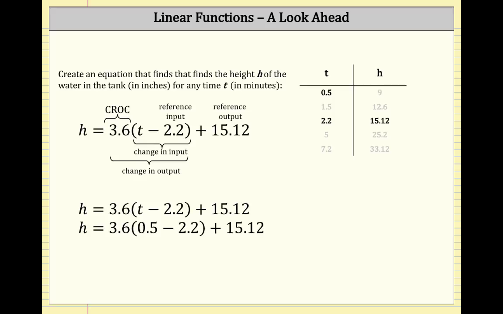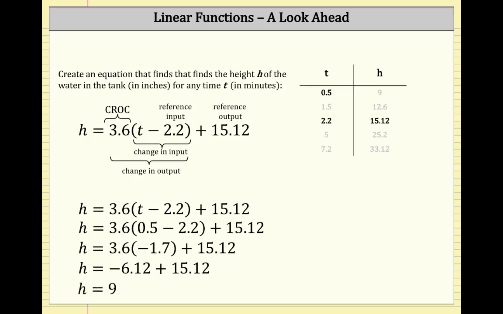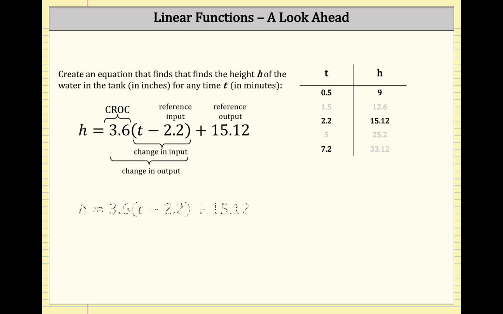So order of operations says we would take 0.5 minus 2.2, and that's going to calculate the change in input. And the order of operations says we would do the multiplication, we would take 3.6 times negative 1.7, and by doing so, we're going to find the corresponding change in output. And then when we take negative 6.12 plus 15.12, that would actually then find us the actual height of the water in the tank. So we'll do that. That just means doing an addition. And so h is equal to 9, which is really neat because that's exactly what we had found using the earlier process.